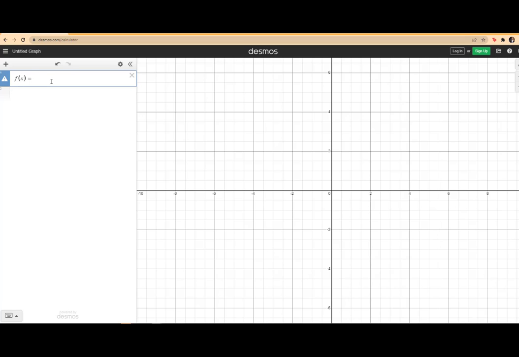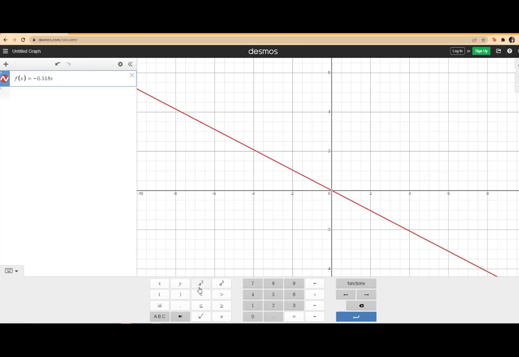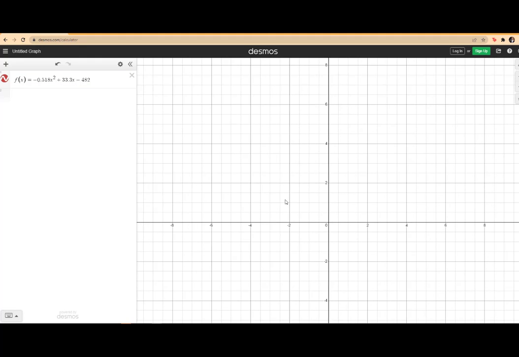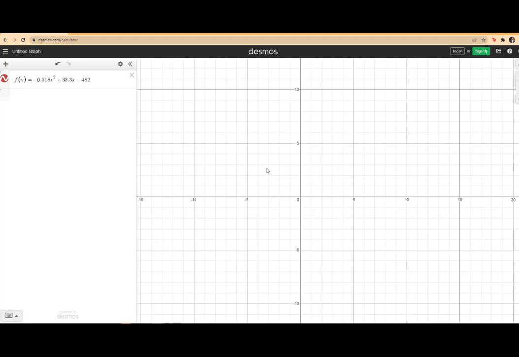So mine is f of x equals negative 0.518x. I do the shift 6 to get the exponent, but you can also use this nice little keyboard down here where you can just click that. See how nicely it made it squared? And then plus 33.3x minus 482. Now, a lot of times when students graph things like this, they say, I don't see my graph.